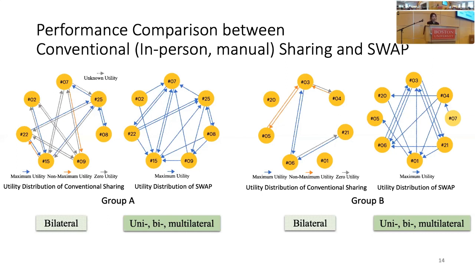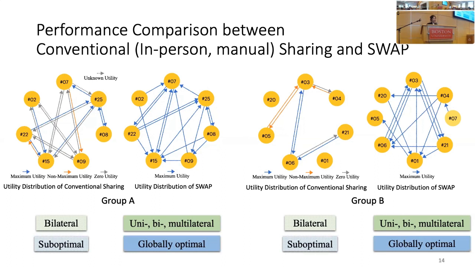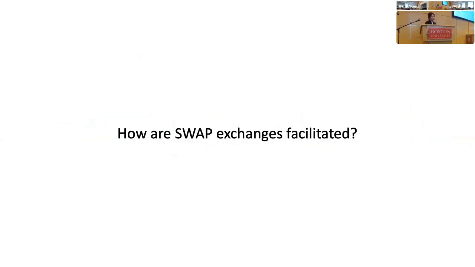So the conventional sharing is only able to achieve some physical and suboptimal exchange, while SWAP is able to achieve some of the outcomes that can globally maximize the overall exchange efficiency. So how are SWAP exchanges facilitated?